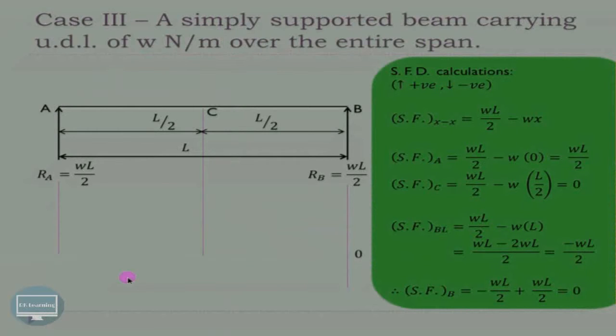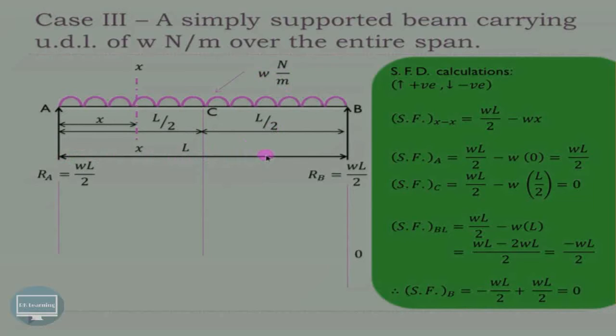Now let us see another case in which we have a simply supported beam carrying u.d.l of W Newton per meter over the entire span length. We have considered the section XX acting at a distance of x from the left hand support. Now we know that the uniformly distributed load is the load which is acting for 1 meter length. So W Newton per meter means that for 1 meter length, the load that is acting is W Newton.